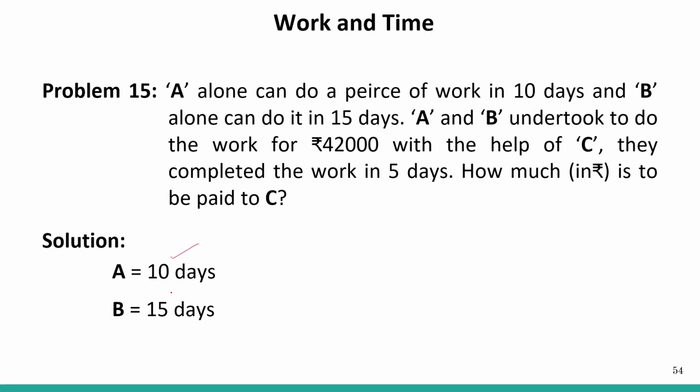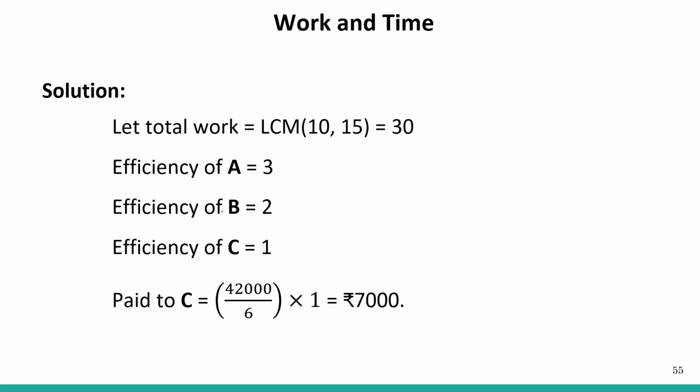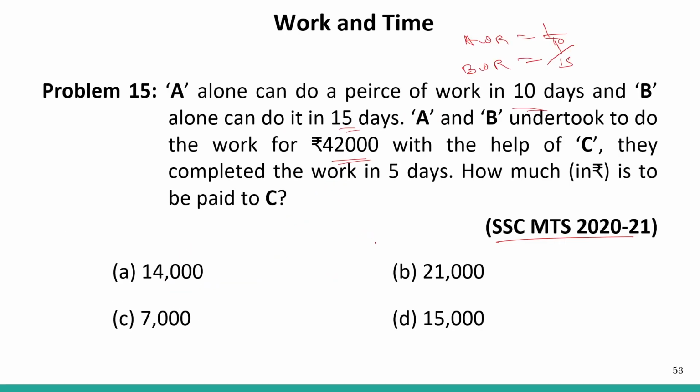So A took 10 days, B 15 days. So A's work rate is equal to 1 by 10, B's work rate is equal to 1 by 15. So let the total work be equal to the LCM of 10 and 15, which is 30. So efficiency of A is equal to 3, efficiency of B is equal to 2, efficiency of C is equal to 1. So the price to be paid to C will become 42,000 by 6, that is 7,000 rupees. How else can we solve it? So let's see another method.